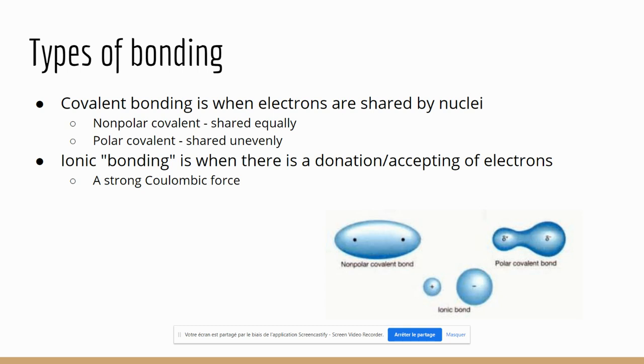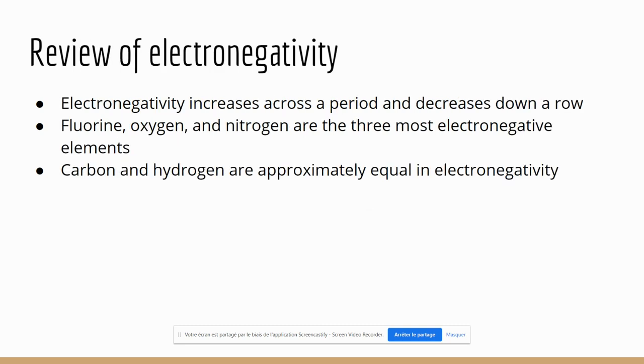Whereas ionic bonding, and you've probably noticed I put bonding in quotes because technically it is not bonding, since there is not constructive overlap of atomic orbitals. But it is such a strong Coulombic force, and a Coulombic force means an attraction between differently charged particles, that we call it bonding, even though technically it is not. We're going to be focusing on covalent bonding, whether nonpolar or polar covalent, for the remainder of this chapter. Pause here.